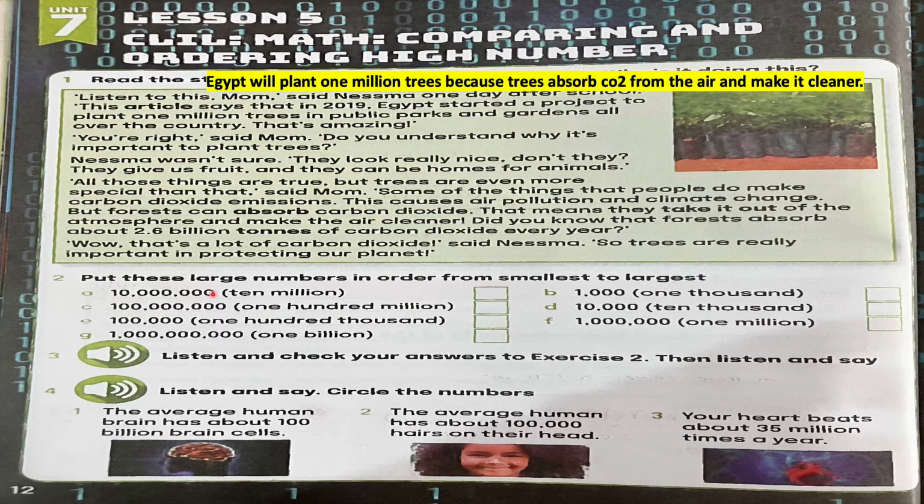Exercise 2. Put these large numbers in order from the smallest to the largest. So the smallest number here is, yes, B is number 1, 1,000. The next number is D, 10,000. Then 3 is E, 100,000. Next, F, 1 million. Next, A, 10 million. Next, C, 100 million. And the last one is 1 billion. This is the largest number.